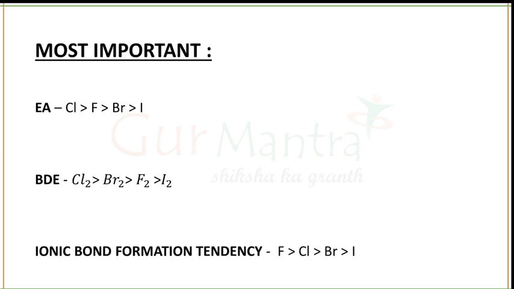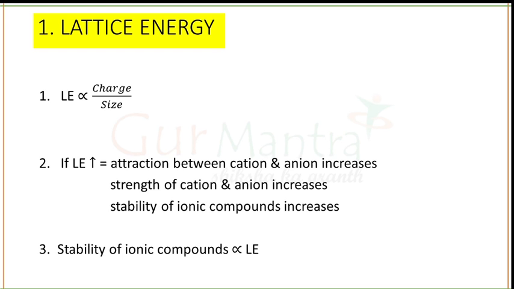This is the application of the Born-Haber cycle, which you have to remember. Next, this slide is also very important because it gives you the most important orders of electron affinity, bond dissociation energy and ionic bond formation tendency of the halogen group. You have to learn this order because a number of times questions have been asked in various competitive exams from this particular slide. I have designed this. You have to write this order in a notebook and learn it.